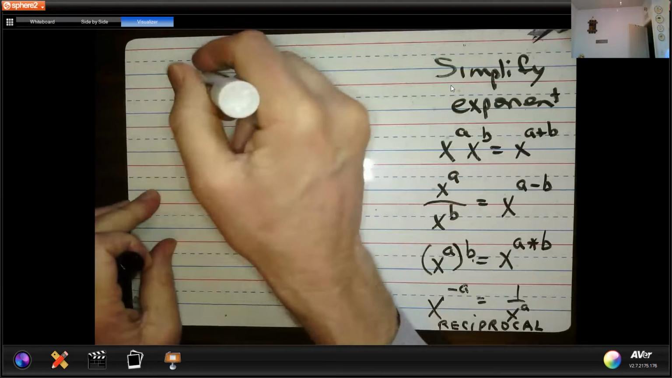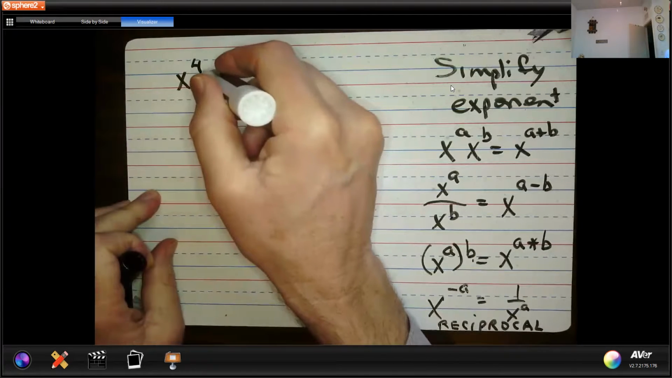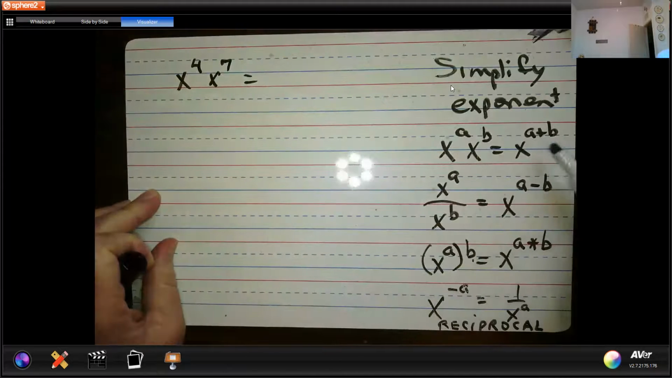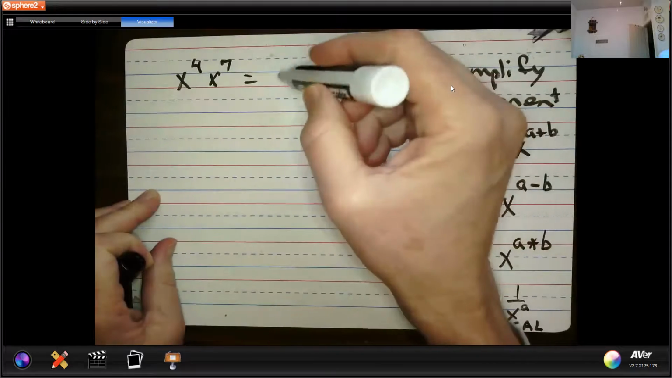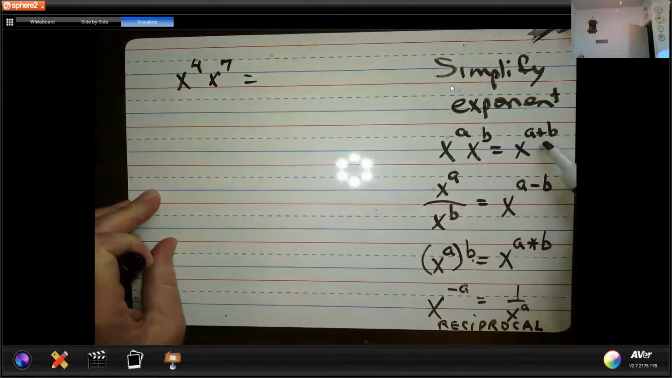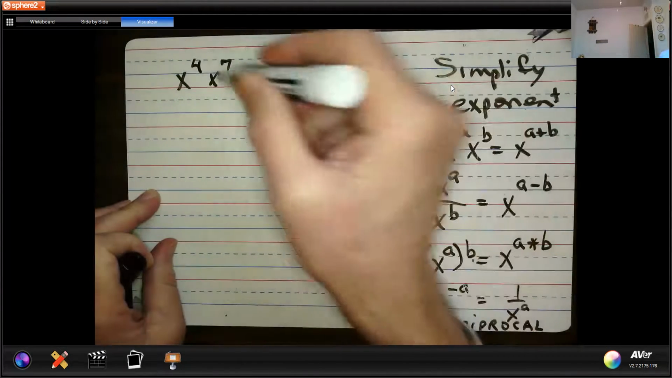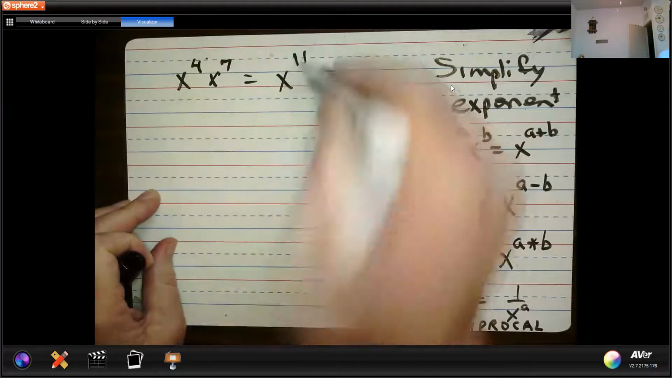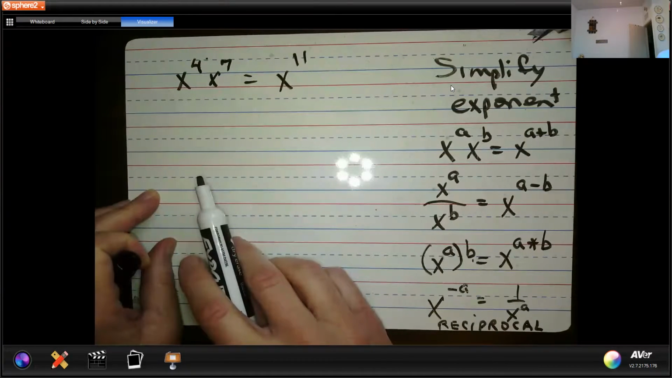So if I had x to the 4th and x to the 7th, that's just rule number 1, where you have to multiply the exponents together, right? Add the exponents together. I said multiply. Add the exponents together. So that would be x to the 7, 8, 9, 10, 11. That would be the answer, right?